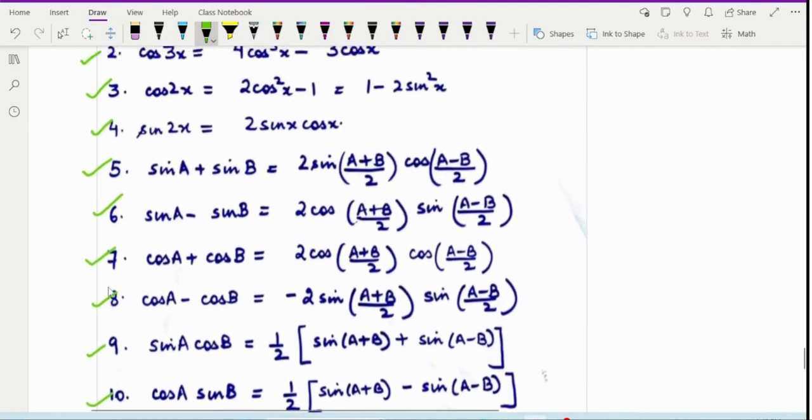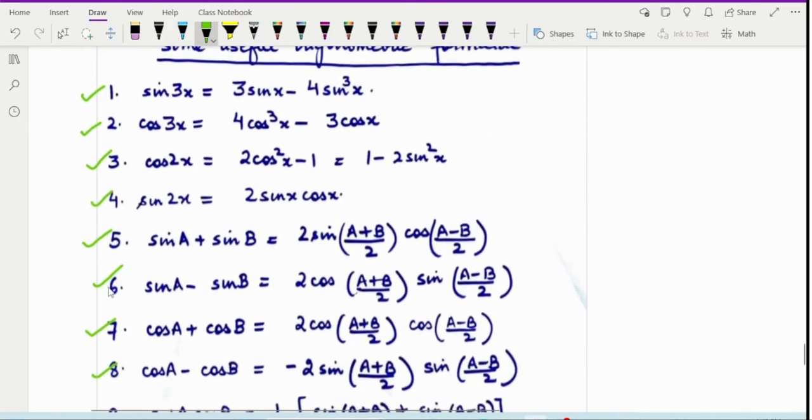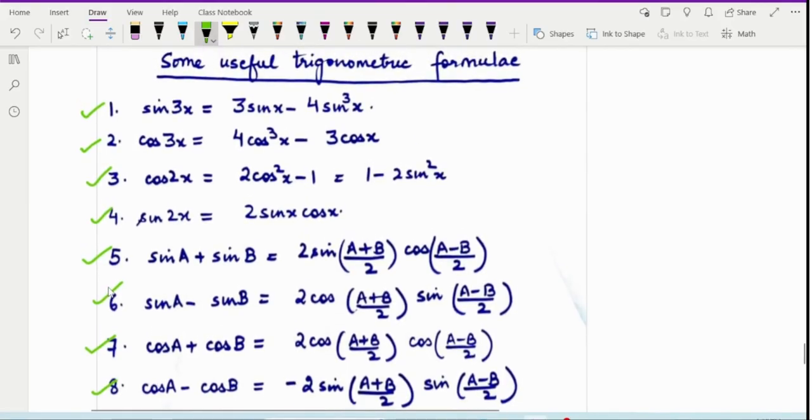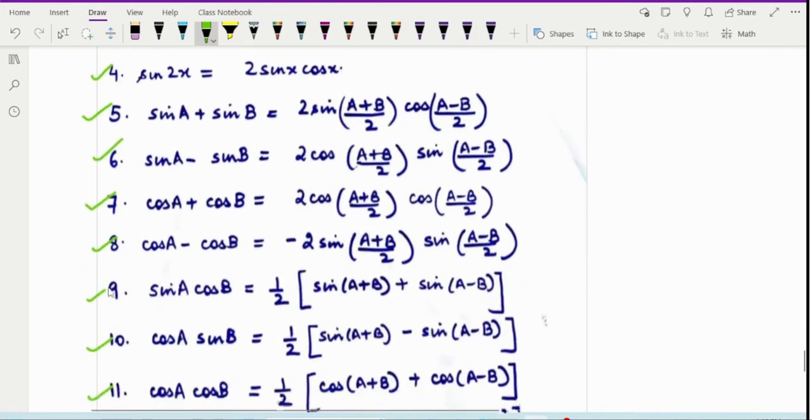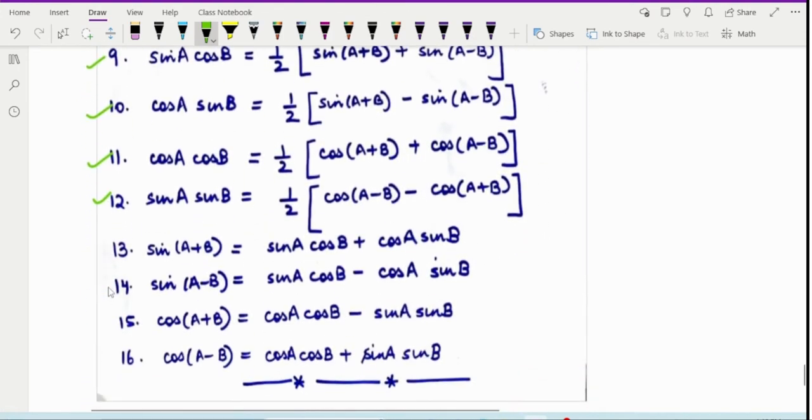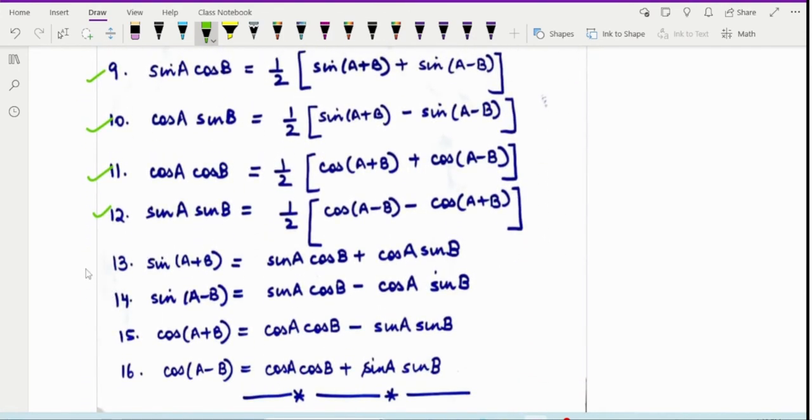So you can take the picture of the first 8 as the first screenshot, and then the rest 8 you can take in the second capture. So these are the 16 main formulae that you will be requiring for converting any kind of question into the standard form and then handling the nth order derivative.